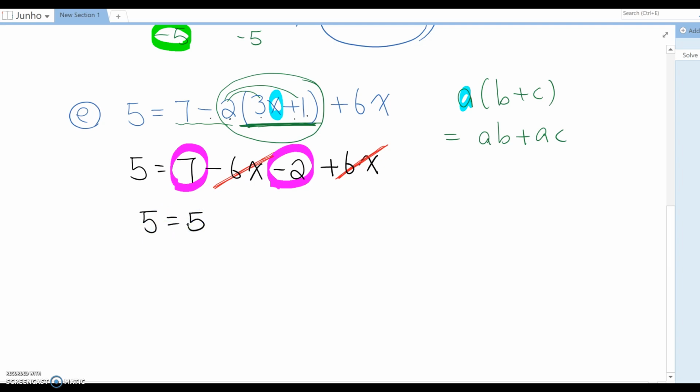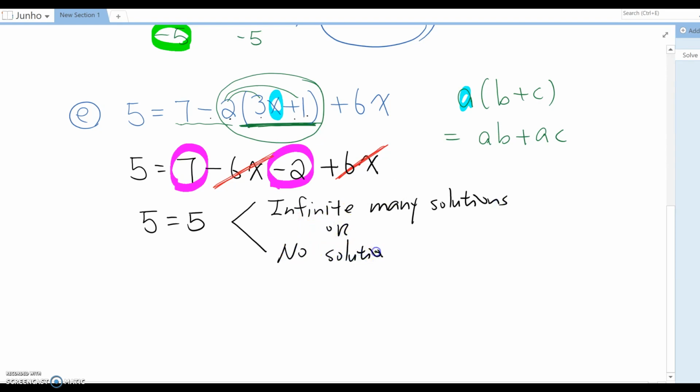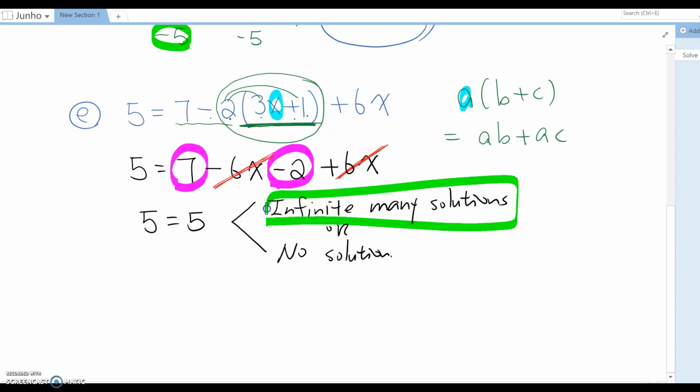So there is no variable left. In this particular case, we can conjecture two different scenarios. It can be infinitely many solutions, or it can be no solution. I recommend you pause this video for a second and think about which case will be the answer. The answer is infinitely many solutions.